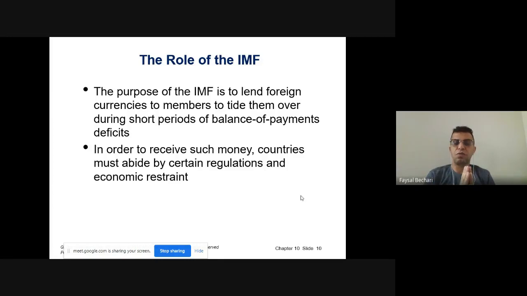In order to receive such money, the country must abide by certain regulations and economic restrictions. As we said, the IMF can be very selective and help certain politically influential countries more than other countries. That's one thing. The second thing is, when they lend to these countries, they will put some rules and restrictions on them.